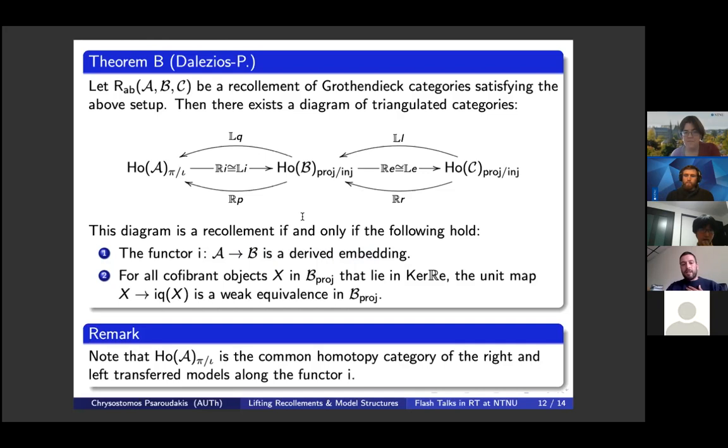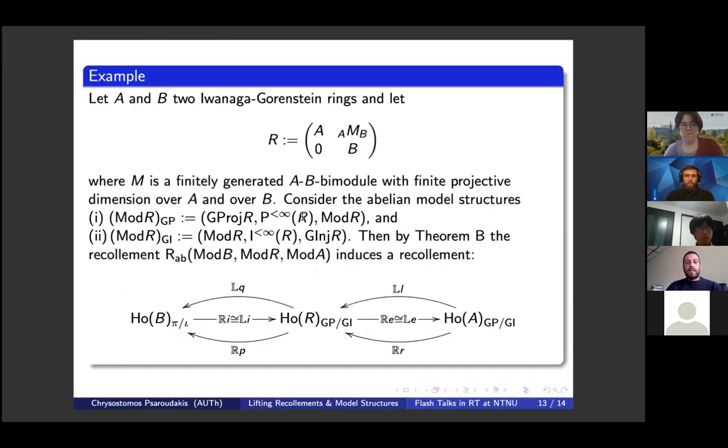And as a last example, I have one minute, right? So consider a triangular matrix ring where A and B are Iwanaga-Gorenstein, and assume M has finite projective dimension over A and over B. And now consider, as before, the Gorenstein projective model on R and the Gorenstein injective model on R, and the same also on A. And then we can use the previous theorem to get this recollement, where this homotopy category will give you the stable category of Gorenstein projectives over A. Here you will also get the Gorenstein projectives over R, and in this case, the transferred model that we get on B is again the stable category of Gorenstein projectives over B.